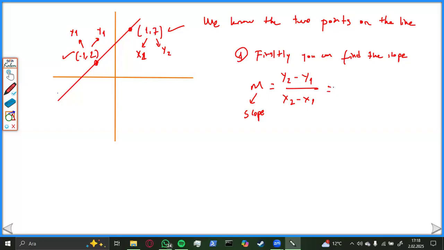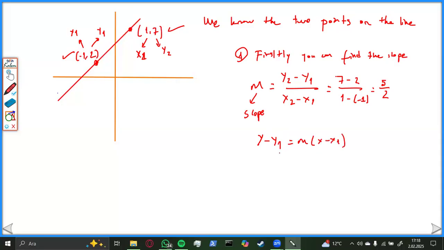What I mean is, you are going to find the same solution. After showing the points, 7 minus 2 over 1 minus 1. As you can realize, this is 5 over 2. Then you can use this equation: y minus y1 is m times x minus x1.